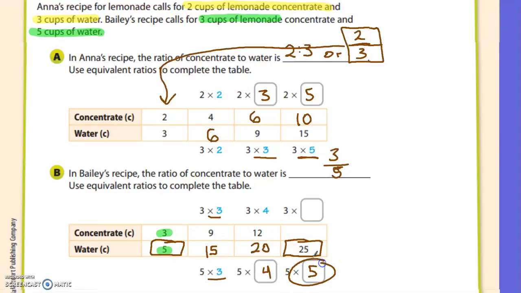And this times 5 right here is what we have to do to the top as well. If you multiply the amount of water in a recipe by 5, you have to multiply the concentrate by 5 as well. So this missing number would be 15.